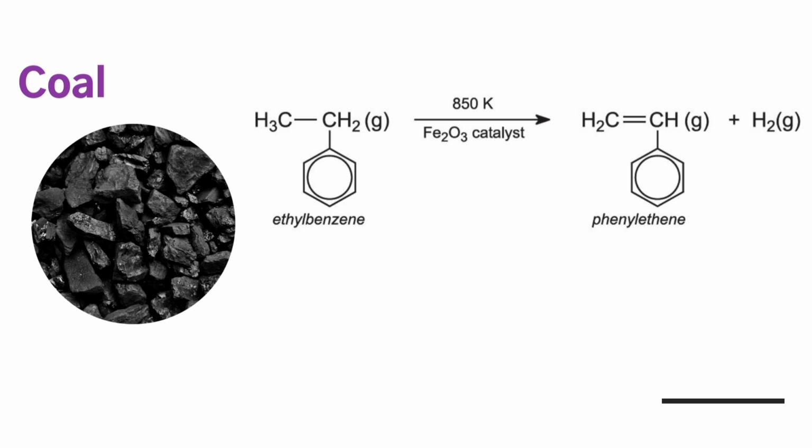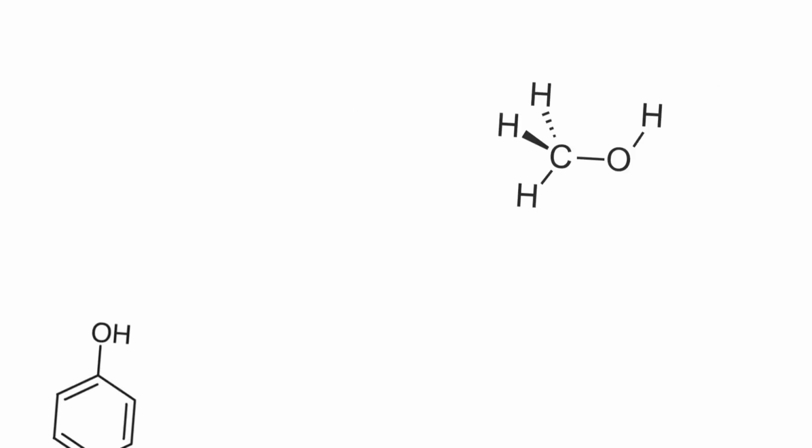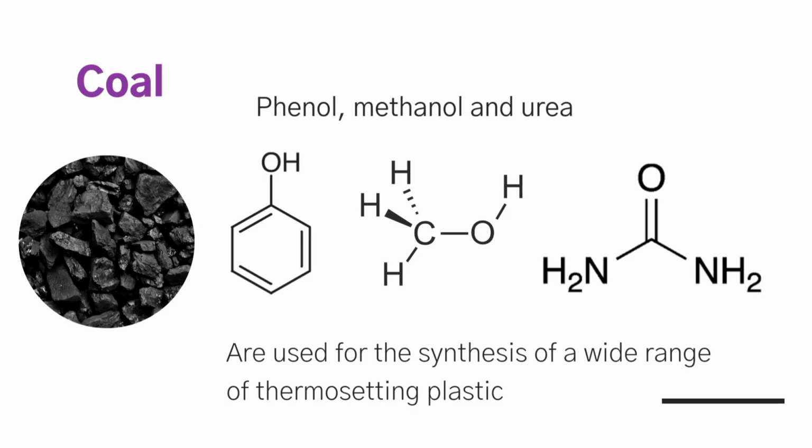Now, phenol is also obtained from coal, okay? Phenol, methanol, and urea, they are also obtained from coal. You can see their structure. They are used for the synthesis of what? A wide range of thermosetting plastics, all right? You should know that. They are used to produce what we call thermosetting plastics.